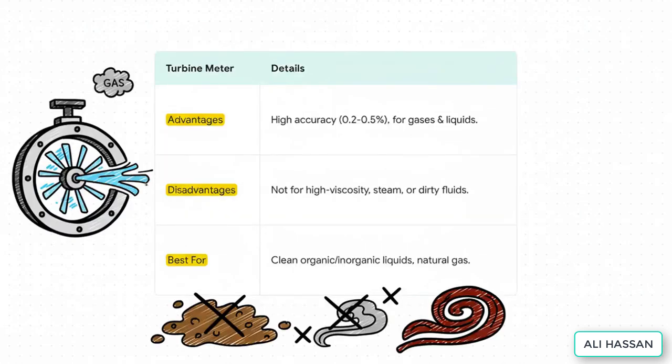So, what's the bottom line? Turbine meters are fantastic. They're super accurate and they work great for clean liquids and gases. But they have their limits. You wouldn't want to use them for anything really thick, like syrup, or for dirty liquids, because that could jam up or damage the delicate spinning rotor. And they're not great for steam either.